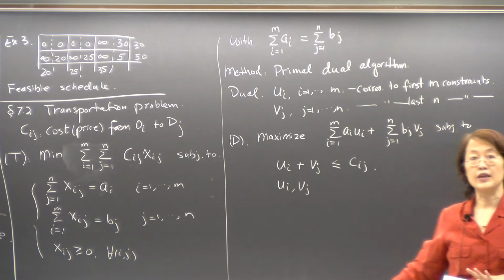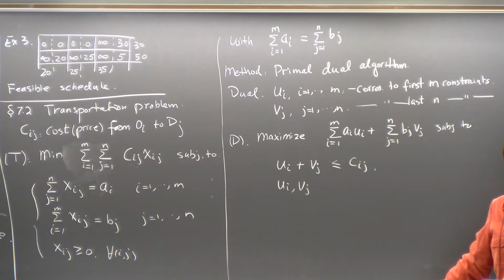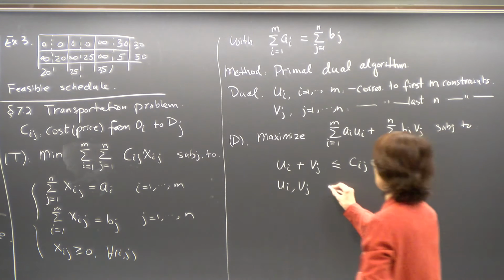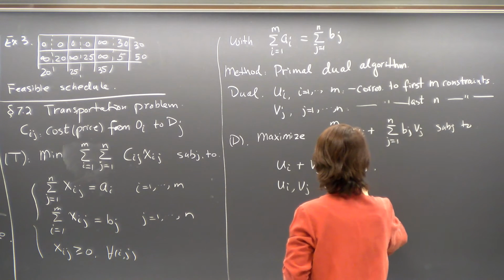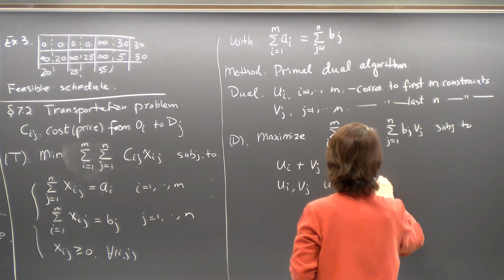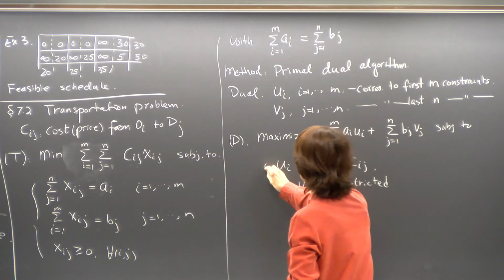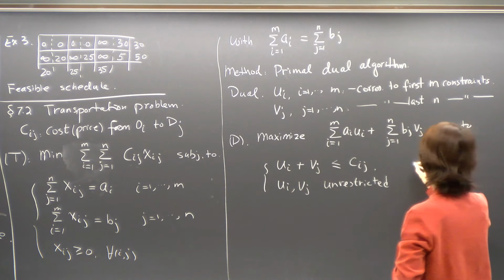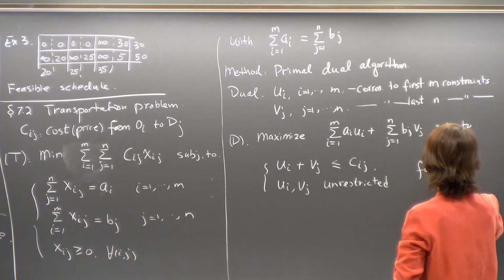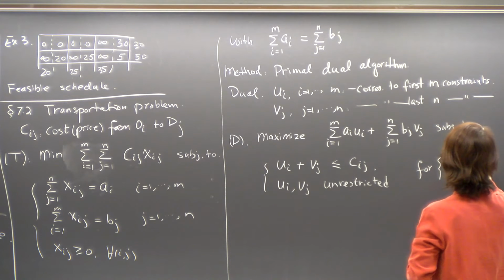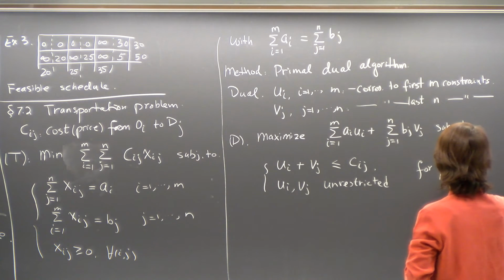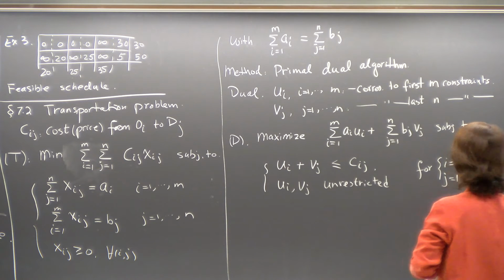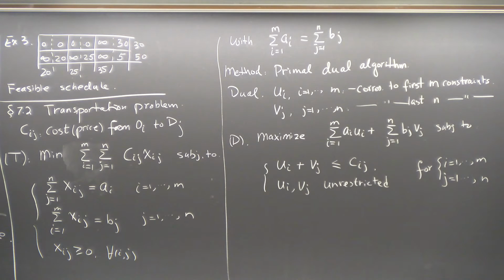So what should that be? Are they restricted or not? Unrestricted. Is that right? So these will be all unrestricted. They could take positive or negative sign. It doesn't matter. Okay? And then these hold for you run through all the indices of i, and you run through all the indices of j. And that's the dual. Okay?